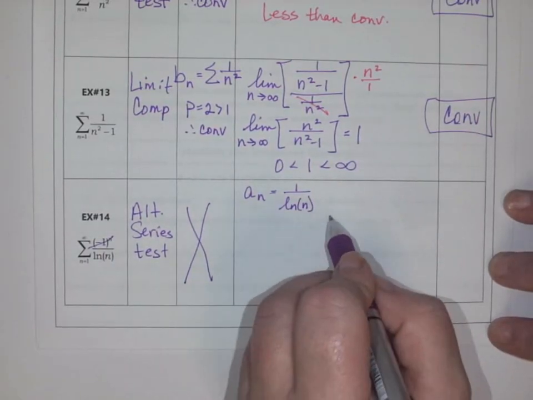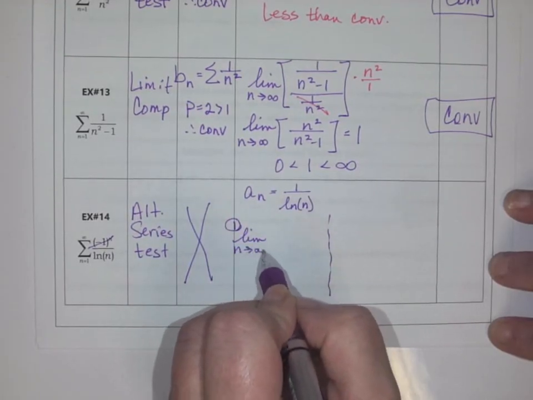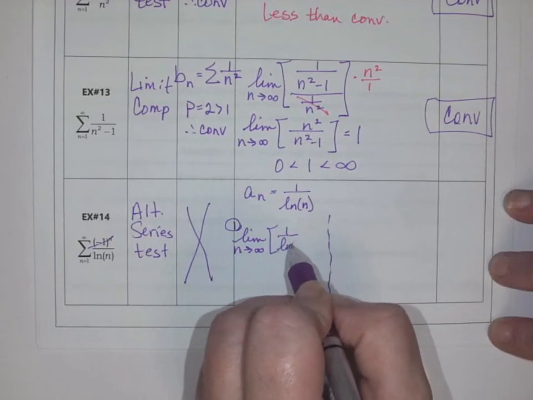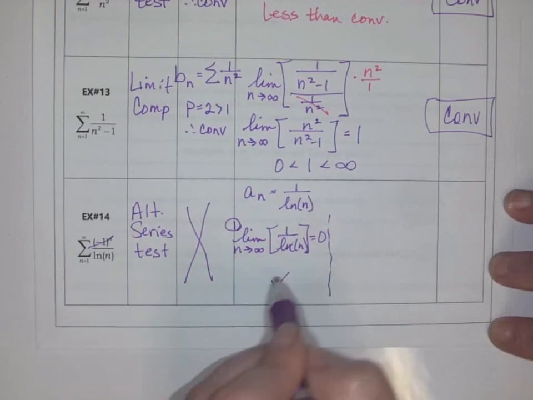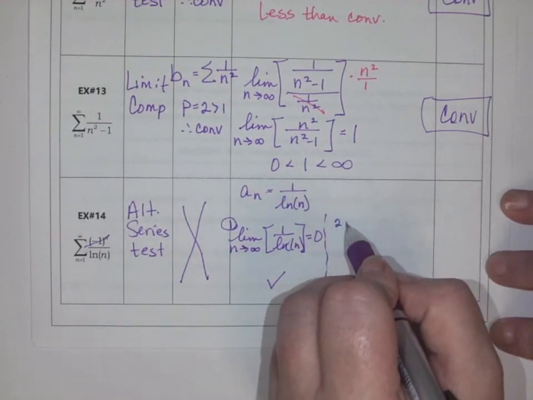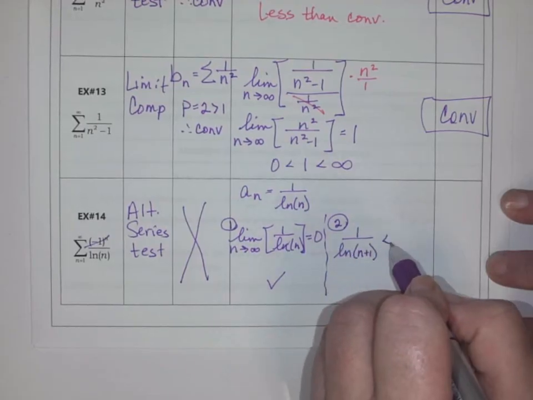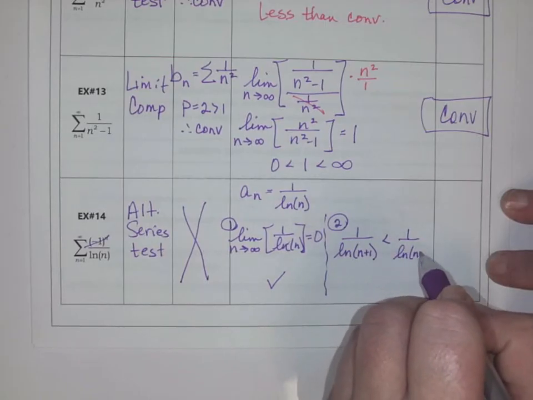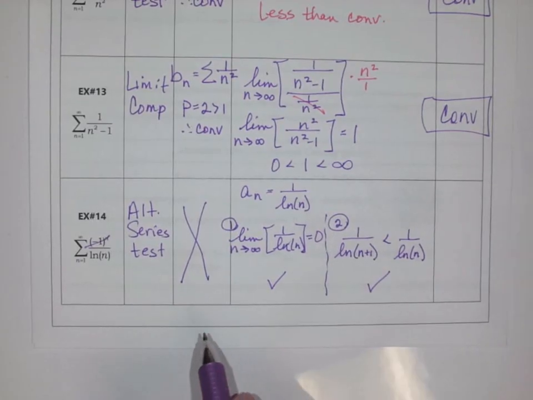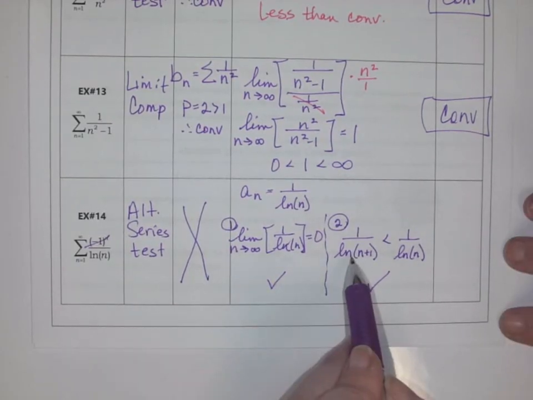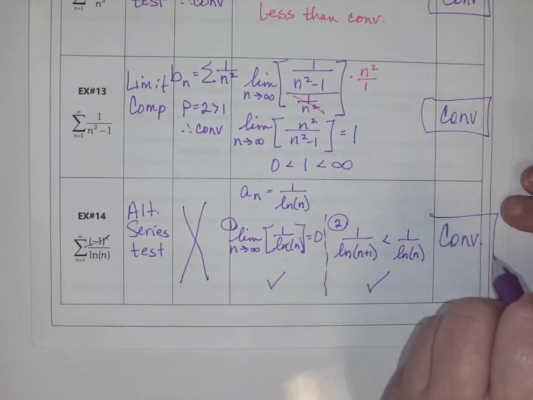So on this one, we've got two conditions. So our first one is the limit as n goes to infinity of 1 over natural log of n. It is equal to 0. It is bottom heavy, so that one's conditions met. Second condition, 1 over natural log of n plus 1 is less than 1 over natural log of n. Natural log gets bigger, so if we're adding 1 onto our natural log, then our number is going to be bigger, so the fraction will be smaller. All right, both conditions are met, so we converge.